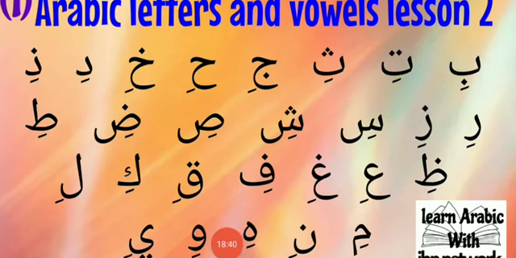Here we have wa together with kasra. So we say wa kasra wi, wa kasra wi, wi.